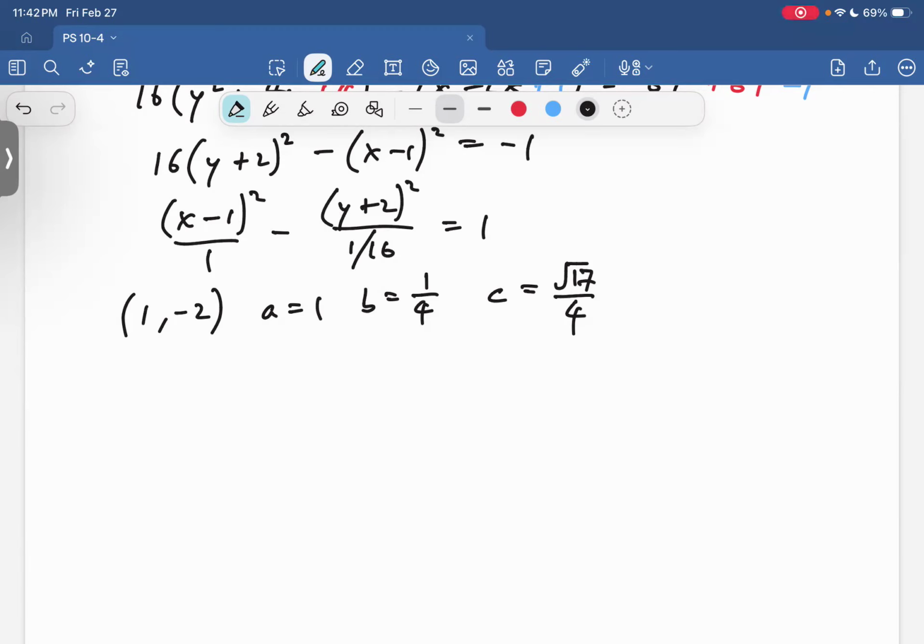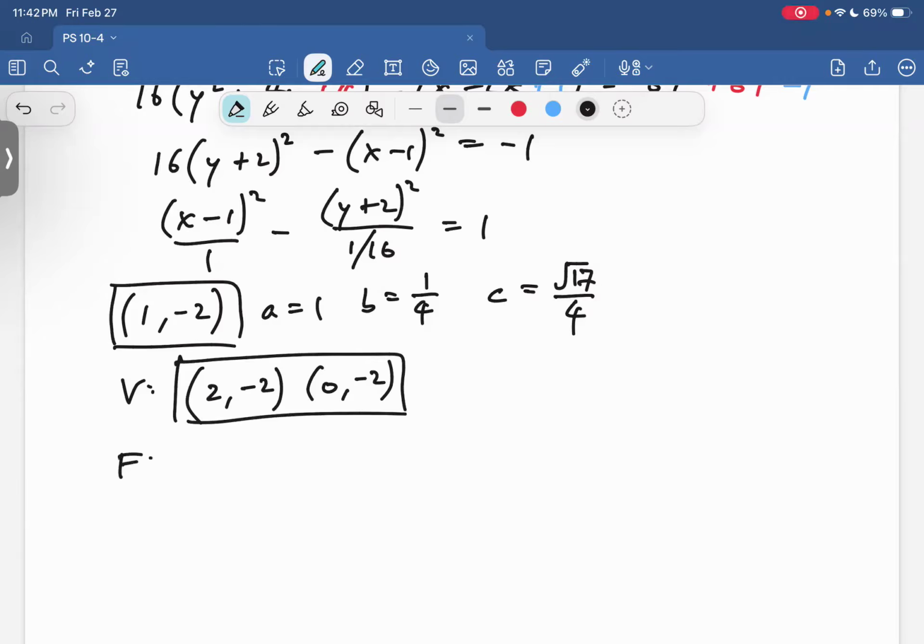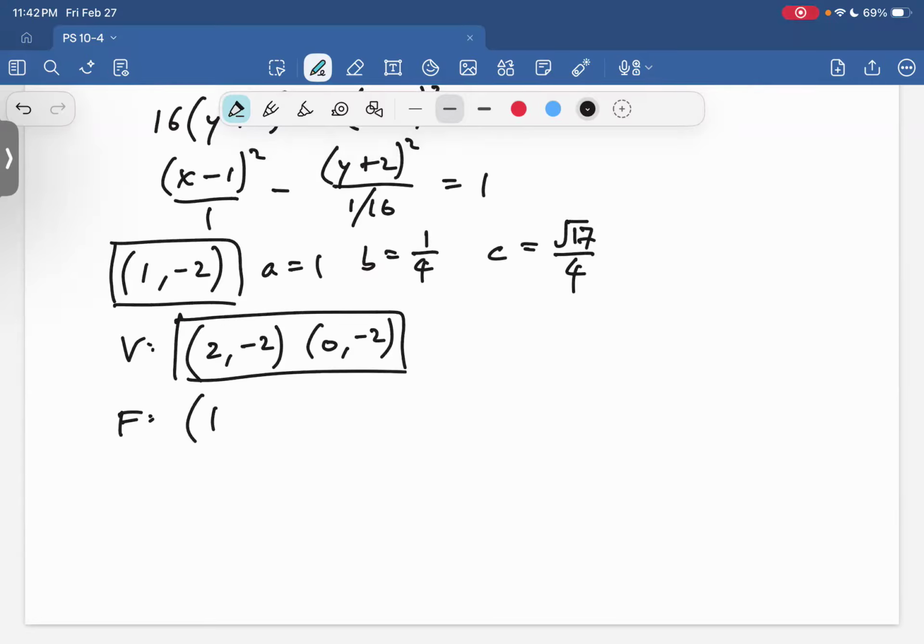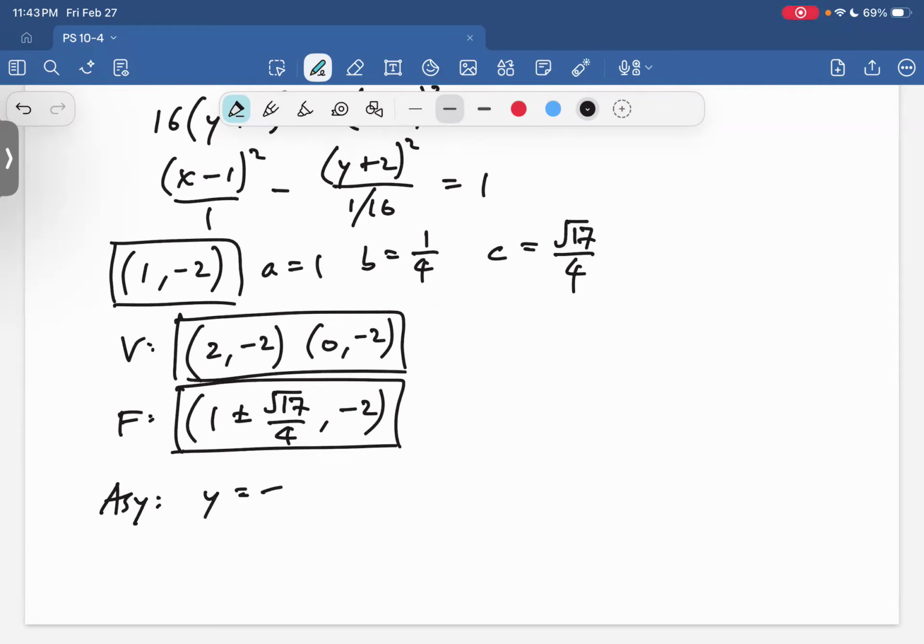Let's see, what was I thinking? Okay, so this is a horizontal hyperbola. So the vertices are going to be right and left. 2, negative 2, and 0, negative 2. And foci would be 1 plus or minus root 17 over 4, negative 2. And finally, asymptotes, that will be y equals k plus or minus b over a, x minus h.